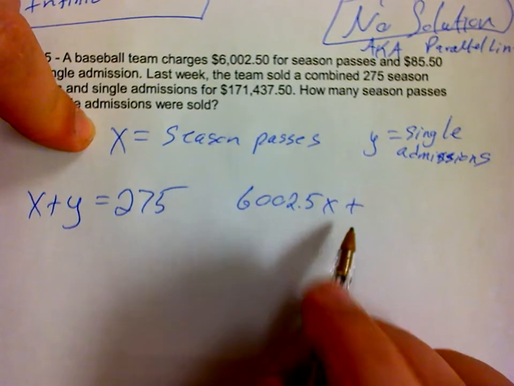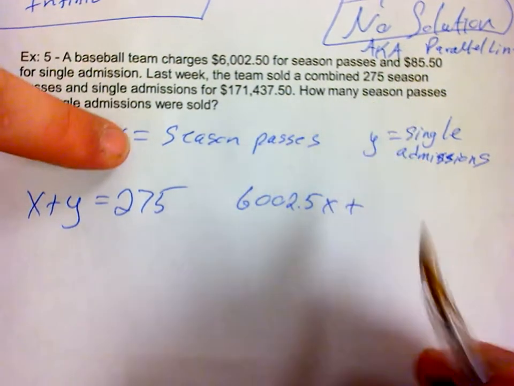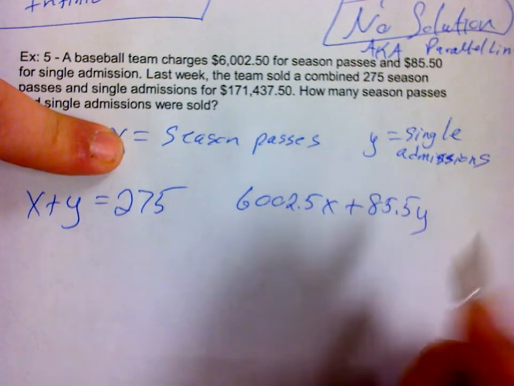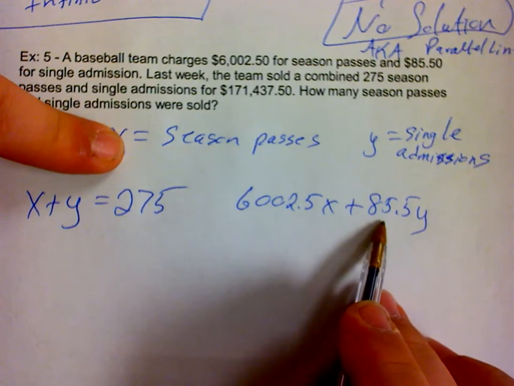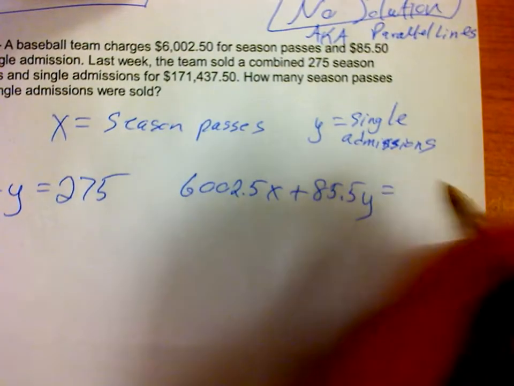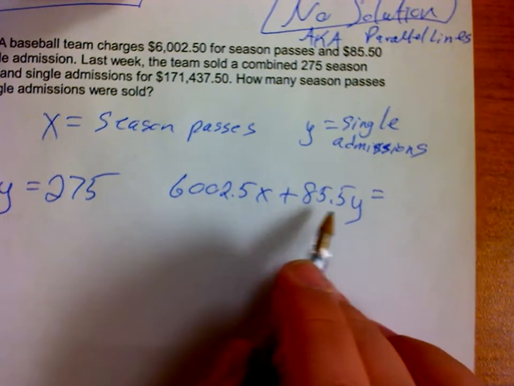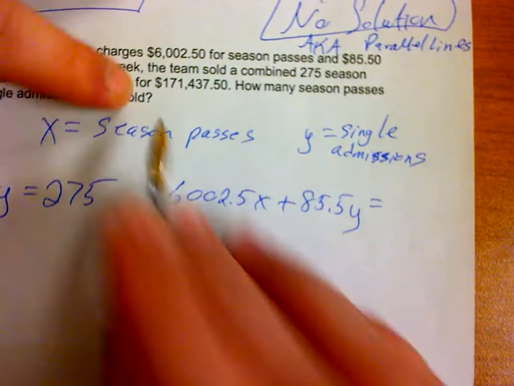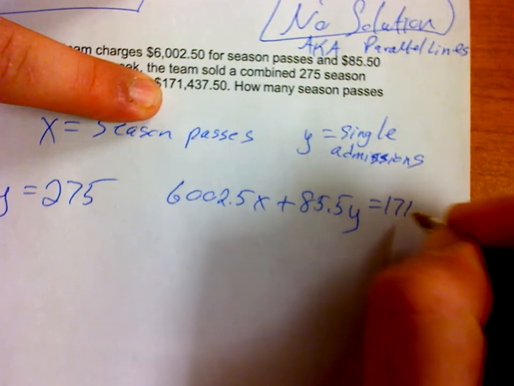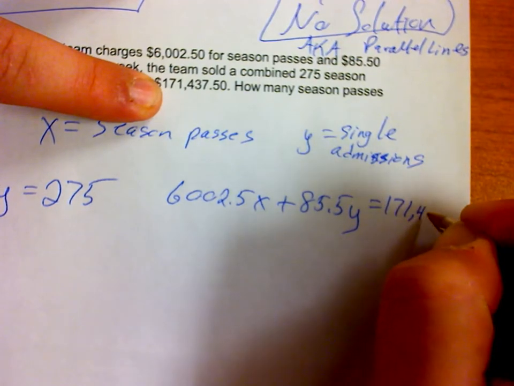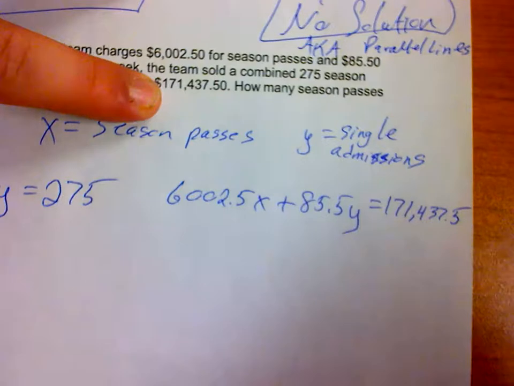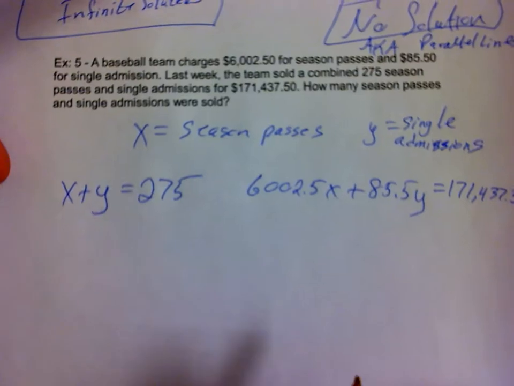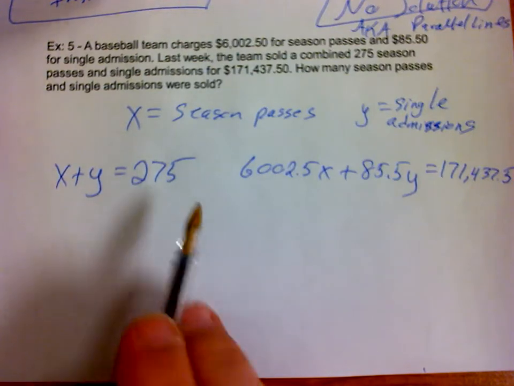Now, add to that how much they charge for a single admission, which is $85.50. So per single admission that they have, they get $85.50. Now, however many season passes they sell and however many single admissions they sell, we multiply and add those together, and we're going to end up with this total here, which was the $171,437.50. Okay? So we have our two little bit complicated equations here, but we're going to do the same process as we have been for the rest of these.